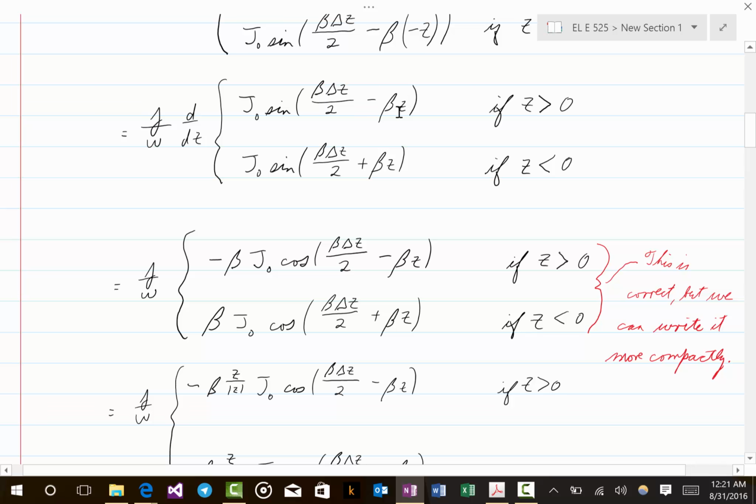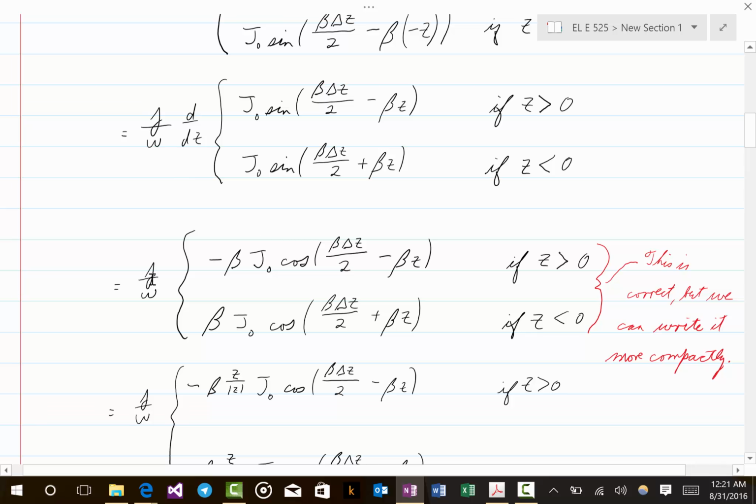We're thinking of this term here in the parentheses as u, and if we think of that as u, then du dz is minus beta in this case, and down here, if we think of this as u, then du dz will be plus beta. And so that's what we get down here.